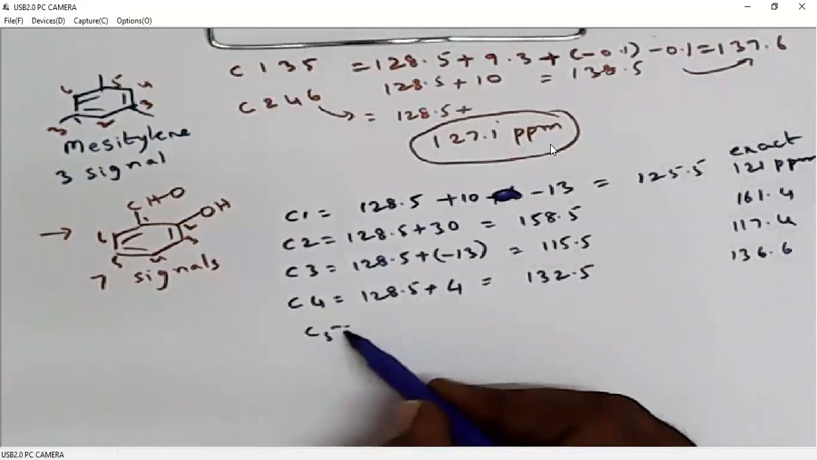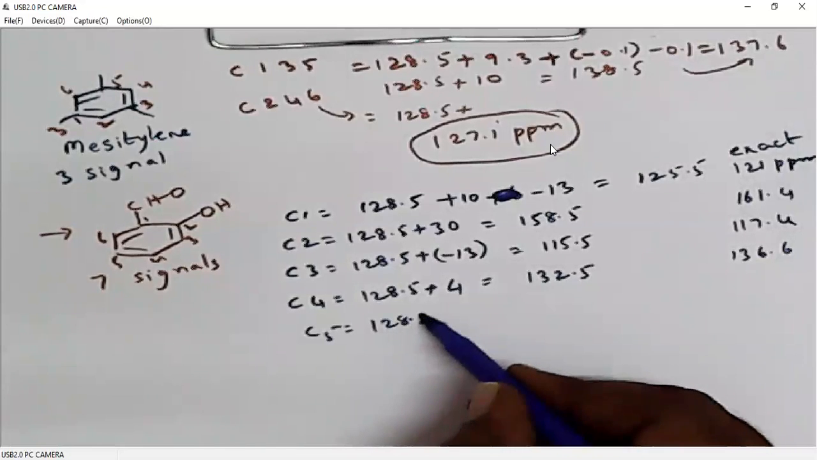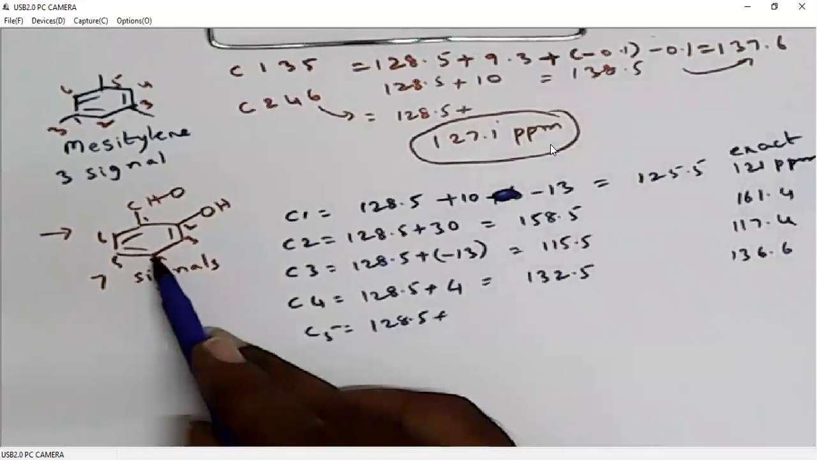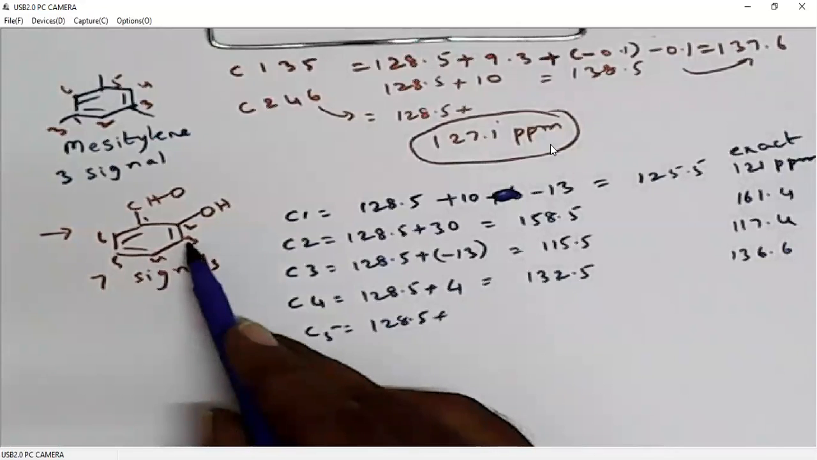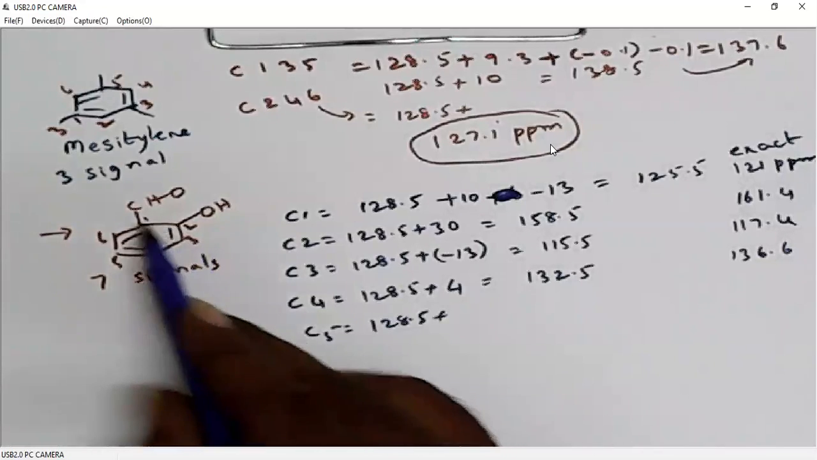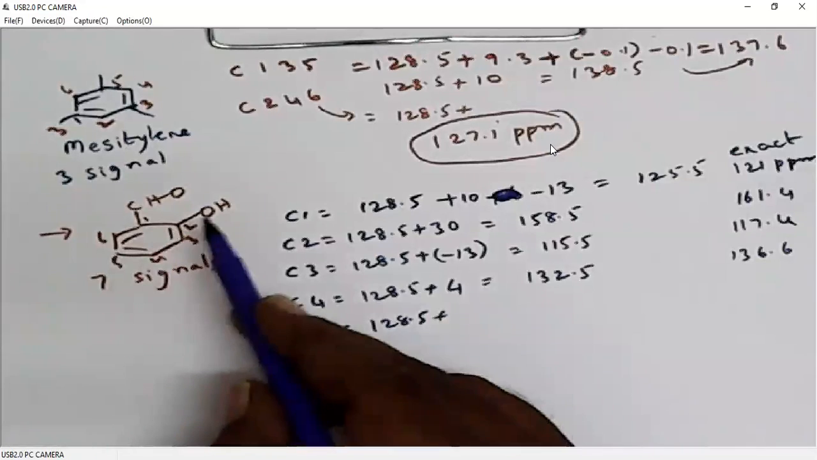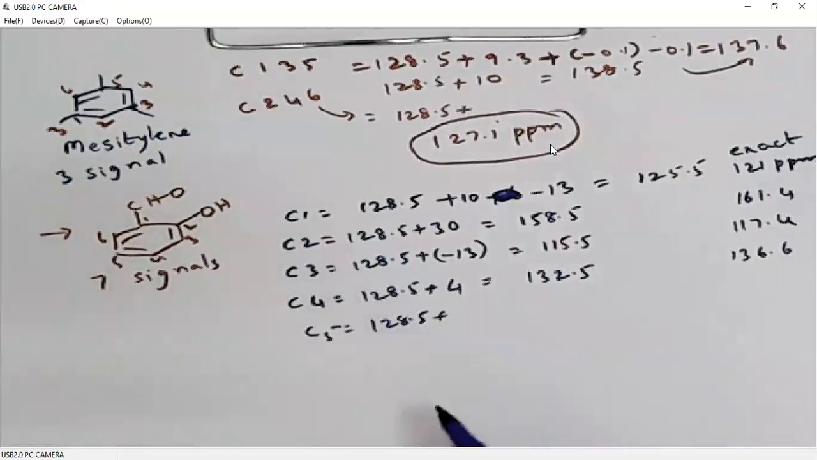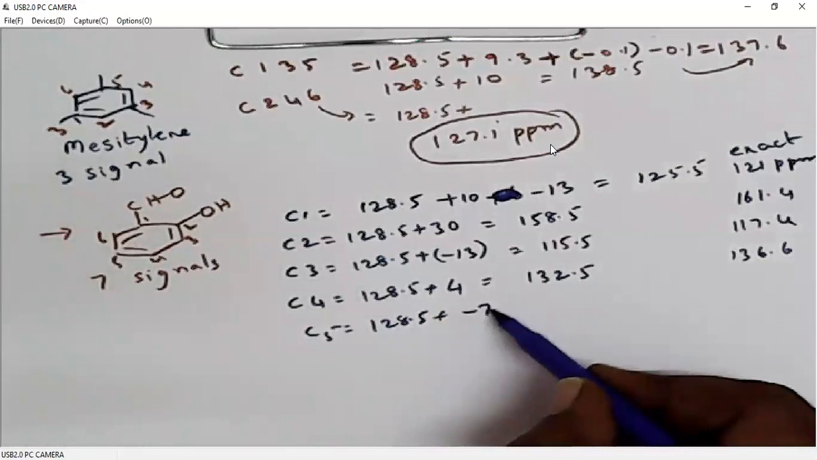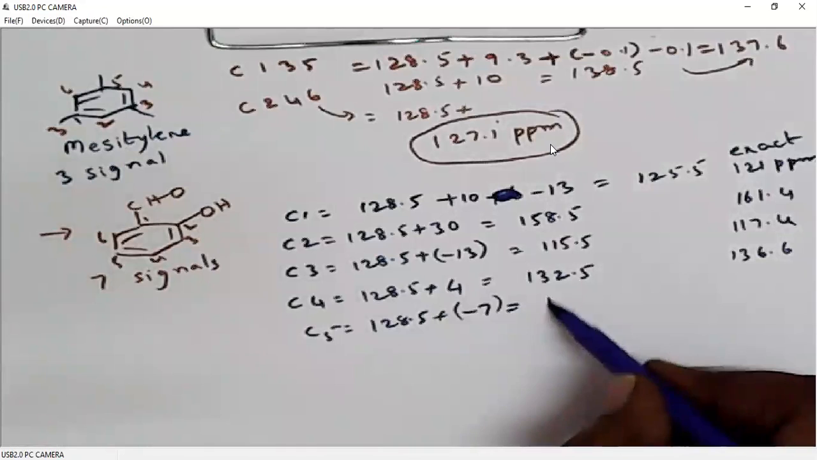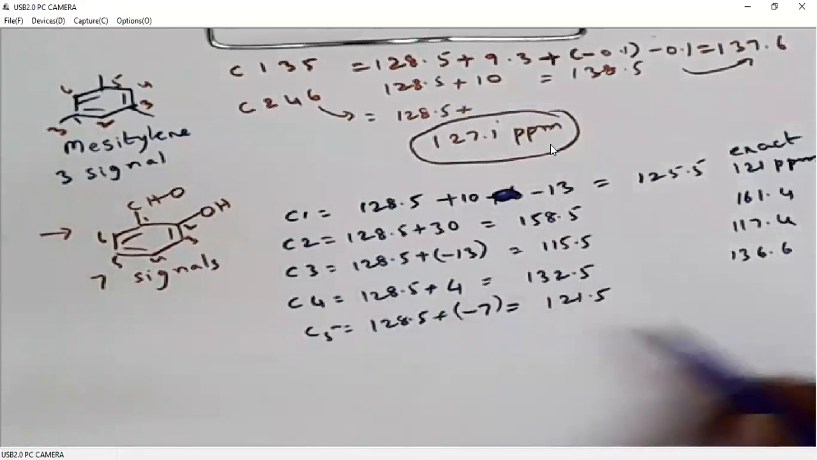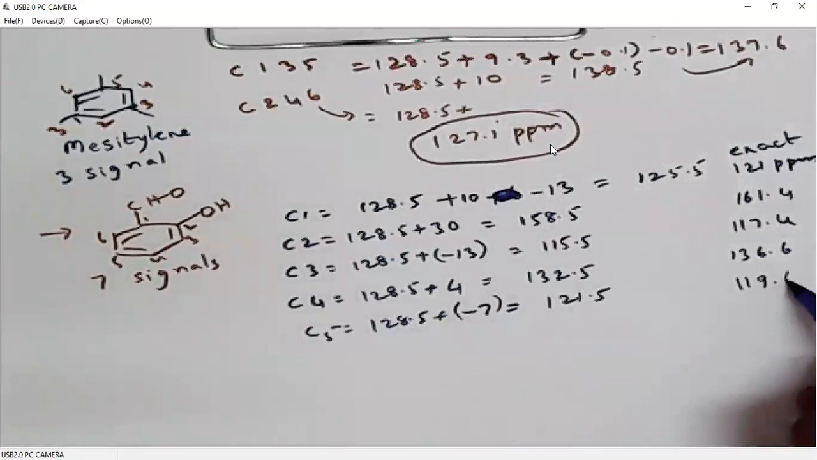Now we will calculate for C5. We don't have any substituent at ortho, or any substituent meta on one side. Other side we have aldehyde, but as I said, just ignore the meta. We have para OH, it is 30 minus 13 minus 7, so we will subtract minus 7. So resultant is 121.5 and exact value is 119.6.